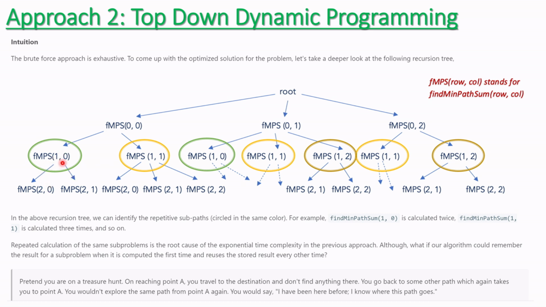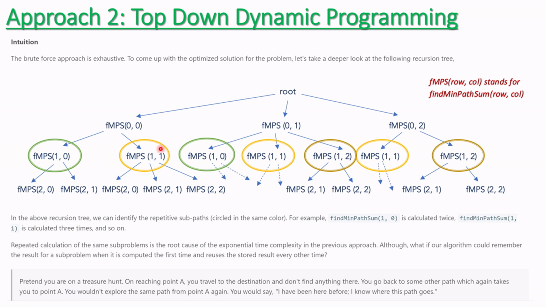Now the minimum path, if you calculate for this position, we have to go with 1 0 or 1 1, correct? If we have 0 1, we will go to 1 0, 1 1, 1 2. Similarly, if we have 0 2, we go to 1 1, 1 2, and so on, right? So in this recursive tree, we can identify the repetitive subpaths, correct? The circles in color.